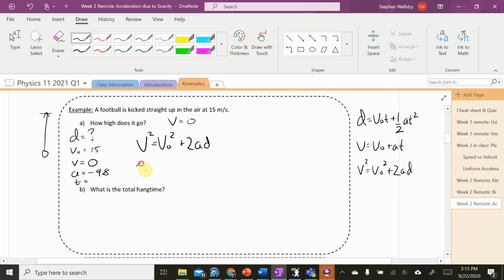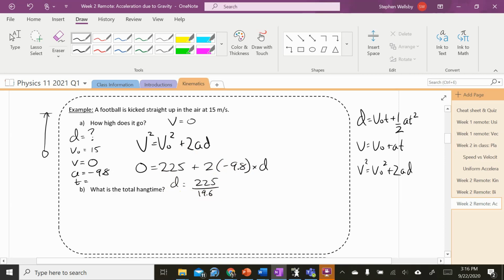V squared equals V naught squared plus 2AD. V is equal to 0, so that's easy. 0 equals V naught squared, which is 15 squared, which is 225, plus 2 times negative 9.8 times D. All right, so if we rearrange this, we have 225. I'm skipping a few steps here. I hope you don't mind. If you want to go through the algebra, feel free to pause it and try that out yourself. 2 times 9.8 is 19.6. So this would be on the other side of the equation. So we would have D equals 225 divided by 19.6.